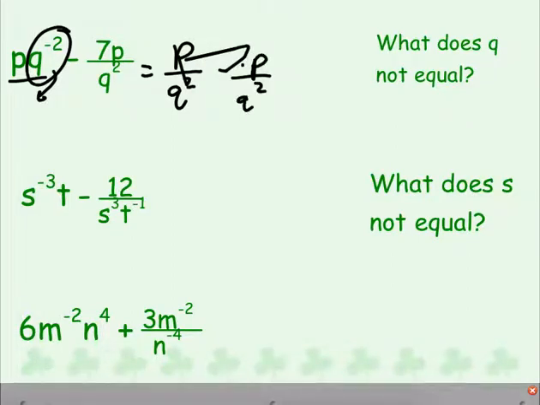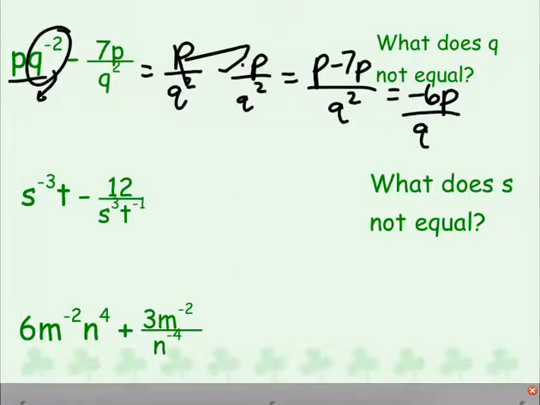Now, if we're talking about fractions, I have common denominators, so I can actually subtract the numerators. So I have p minus 7p over q squared, which we can simplify. 1p minus 7p is negative 6p over q squared. And that's as simple as it can go. And I look for any exclusions and I say, yeah, I have to make sure that q cannot be 0.